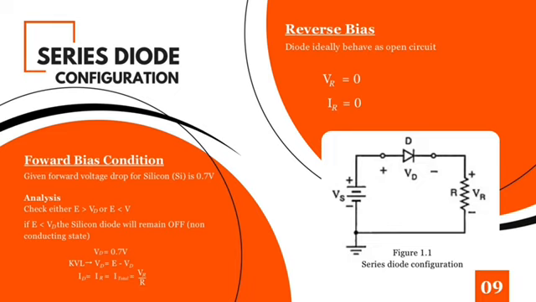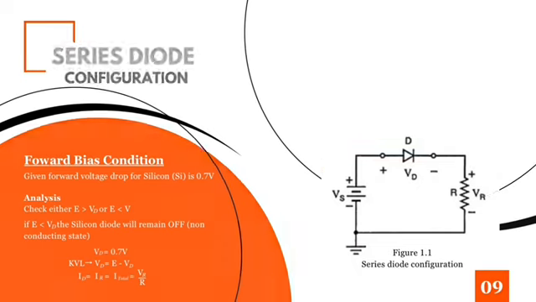In summary, for the reverse bias condition, the diode does not allow current to flow because it behaves like an open circuit. The reverse voltage across the diode is zero, and the reverse current is also zero. To wrap it up, in forward bias, the diode conducts if the input voltage exceeds the forward voltage drop, 0.7 V for silicon. In reverse bias, the diode acts as an open circuit, with no current flowing through it.